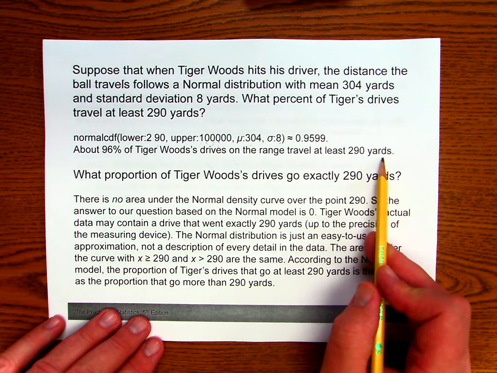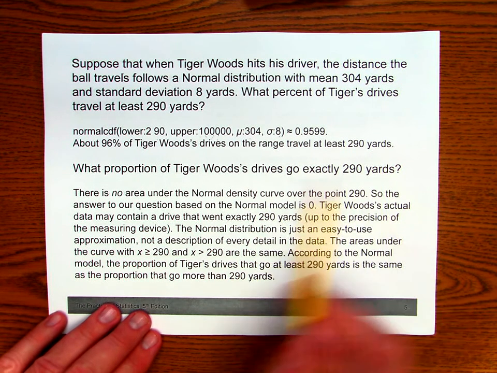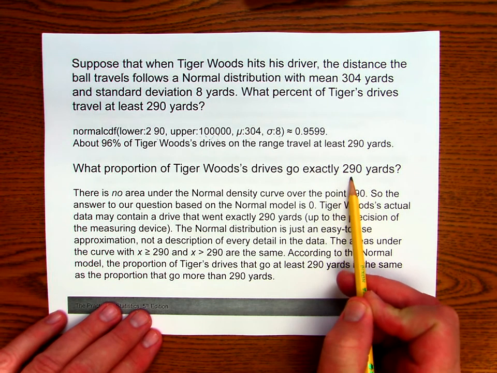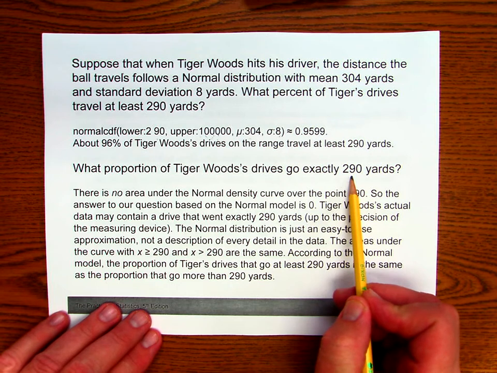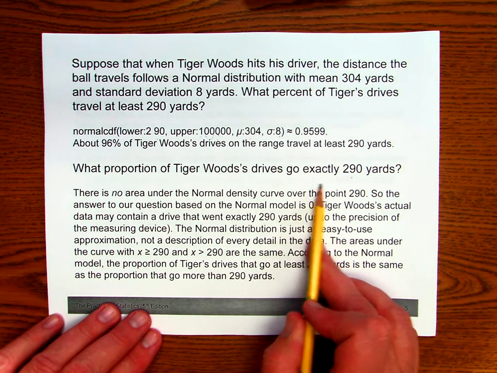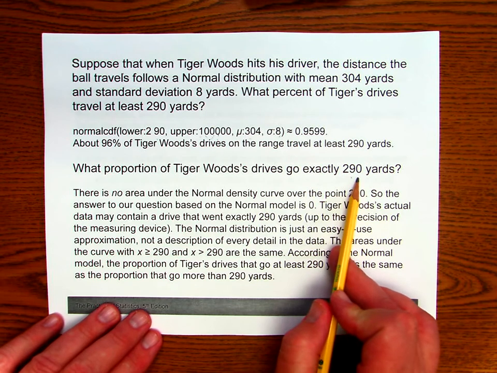All right, here's one of the drawbacks of using a density curve to answer these questions. You lose the ability to find an exact 290. If you're working with area under a curve, one particular x value doesn't have area above it. You have to have a base with a lower bound and an upper bound. So using a normal distribution to find what proportion of Tiger Woods' drives go exactly 290 yards isn't feasible. It doesn't work.